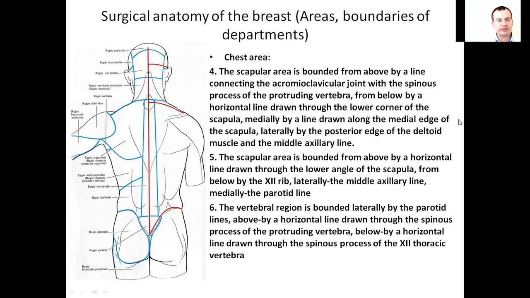The subscapular area is bounded from above by a horizontal line drawn through the lower angle of the scapula, from below by the 12th rib, laterally by the middle axillary line, medially by the paravertebral line. The vertebral region is bounded laterally by the paravertebral lines, above by a horizontal line drawn through the spinous process of the protruding vertebra, below by a horizontal line drawn through the spinous process of the 12th thoracic vertebra.